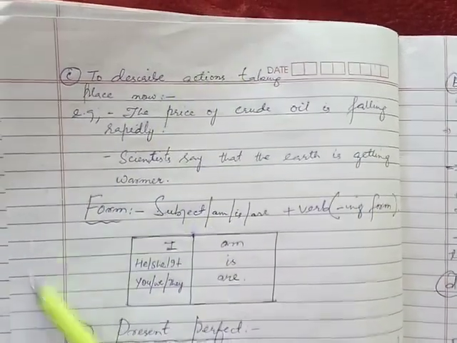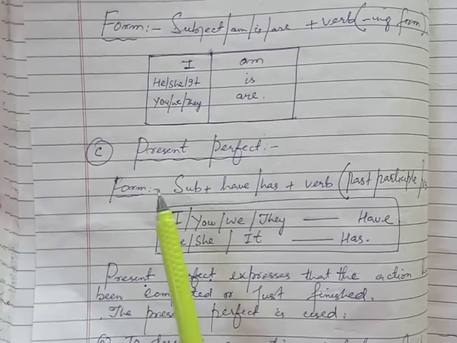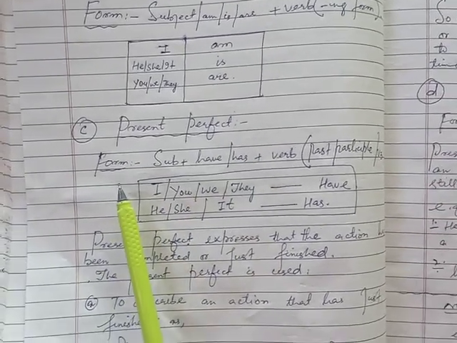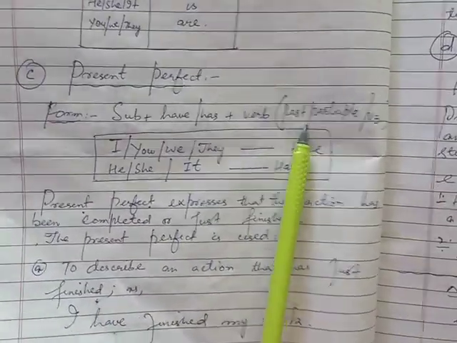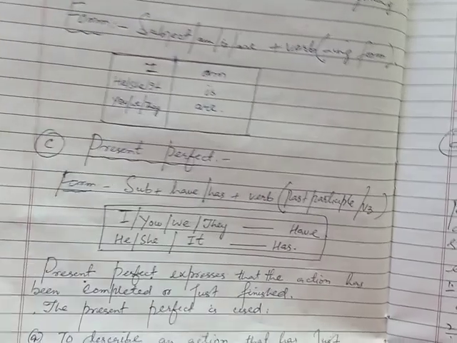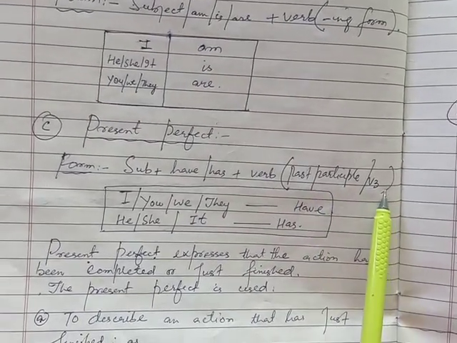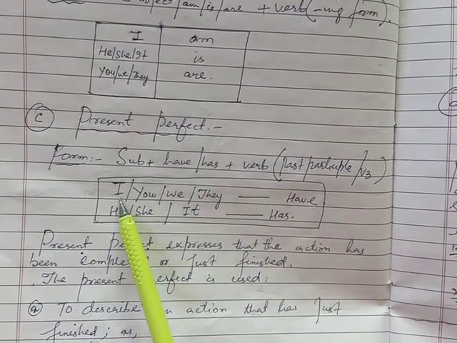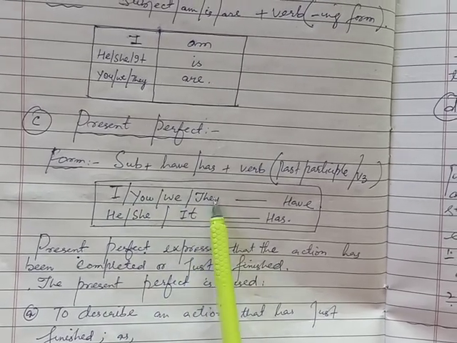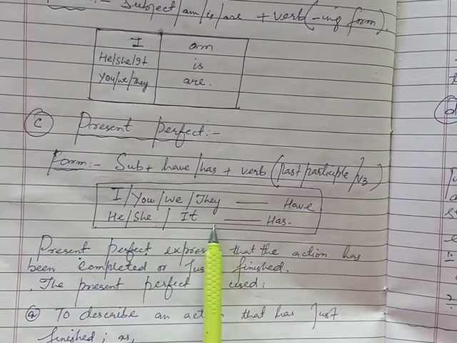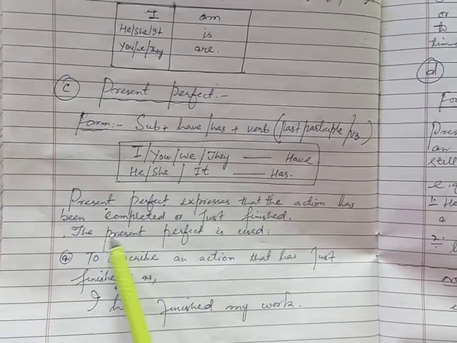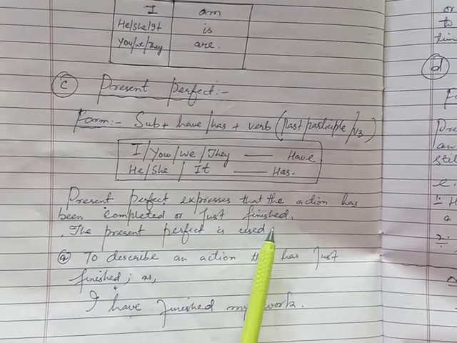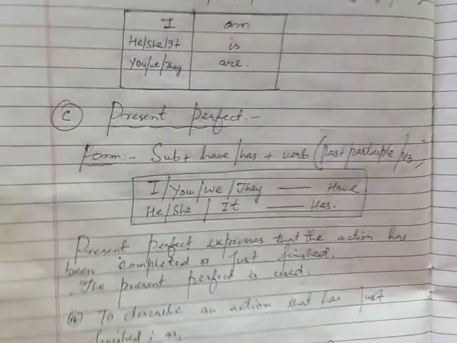Now we will move towards present perfect tense. My dear students, first of all, I will tell you about its form. Its subject plus has or have plus verb in its past participle V3 form. Past participle form is also called V3 form. Look at this chart carefully. With I, you, we and they, have is used. With he, she, it, has is used. Very nice. Now, present perfect expresses that the action has been completed or just finished. So, this tense shows us that the action has been completed or it is just finished.